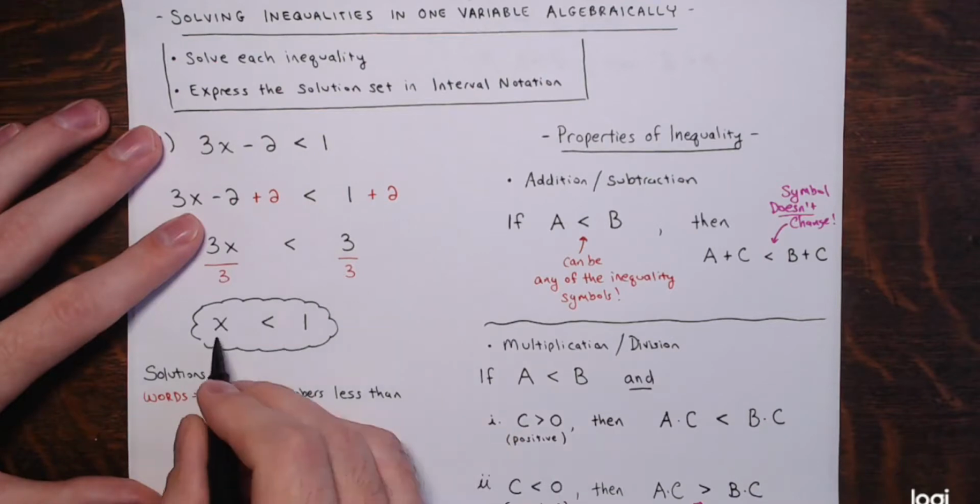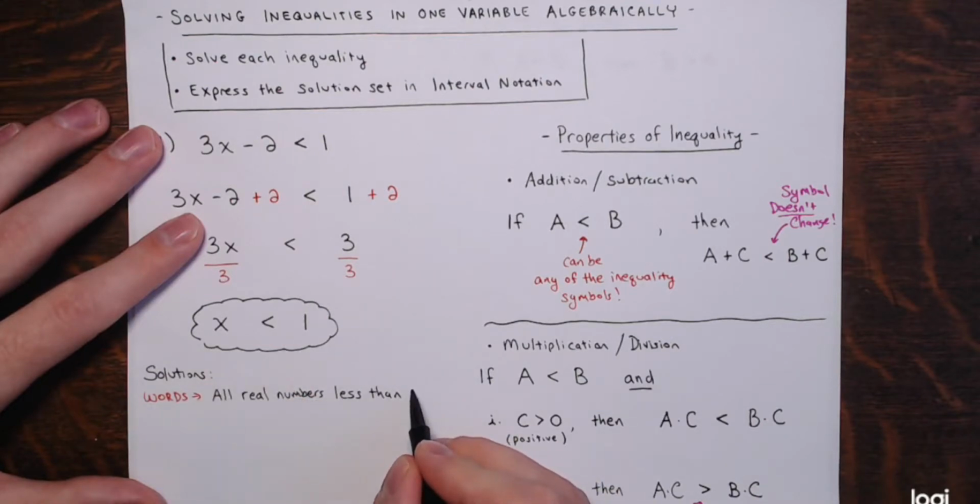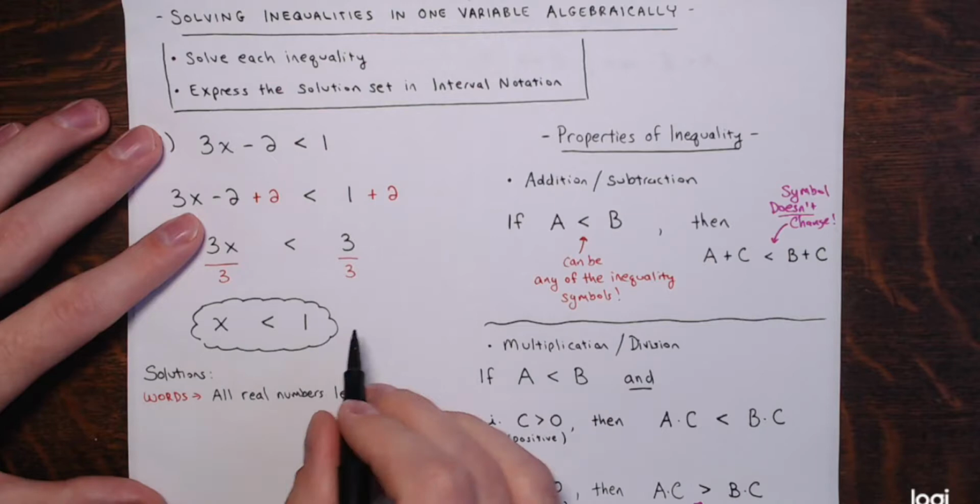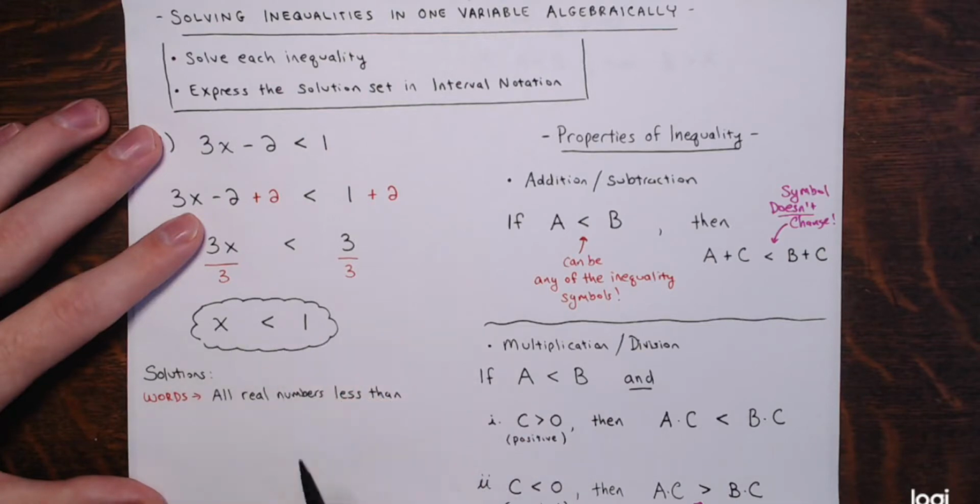That's why I like having the variable on the left. If you switched it around, it'd be 1 is greater than x, but that still tells me that x has to be some number less than 1. So there you go. There's a description of the solutions in words.